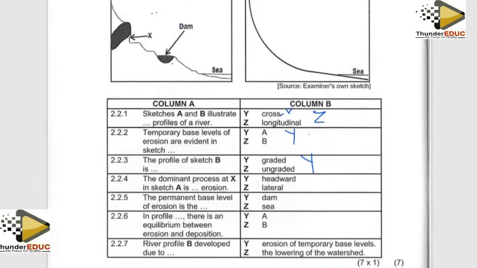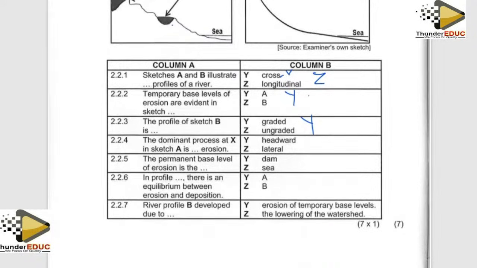Then we say the dominant process at X. We look at X here. The dominant process at X in sketch A is dash erosion. Can't be lateral. Lateral means the sides, the river widens, becomes bigger. Headward means erodes going back to the source or upstream. So that means the answer is what? Because it erodes going back to the source or upstream.